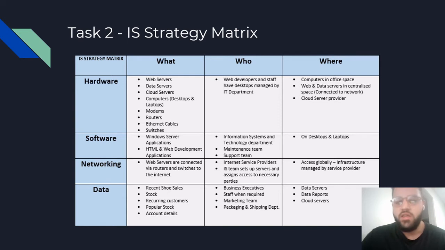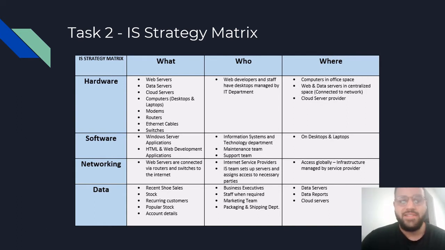As for networking, the web servers are connected via routers and switches to the internet. And who will be doing the networking is obviously the internet service providers or your ISPs, and the information systems team who sets up the actual servers on site and wires the desktops and laptops for the staff. And this will be accessed globally with an infrastructure managed by a certain service provider, could be cloud-based or on-site.